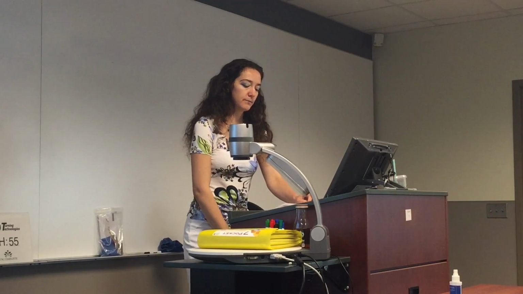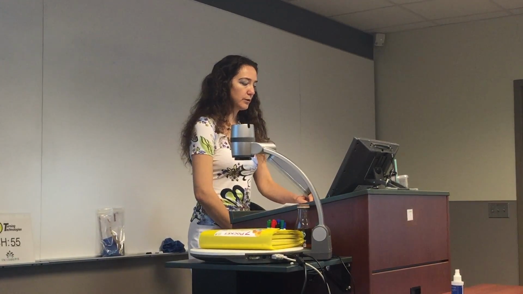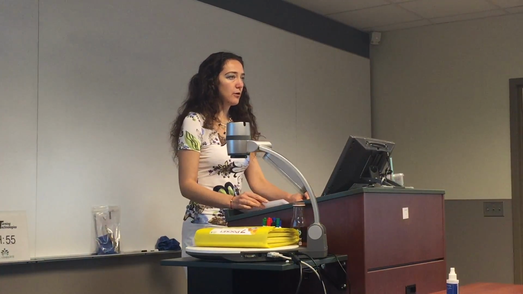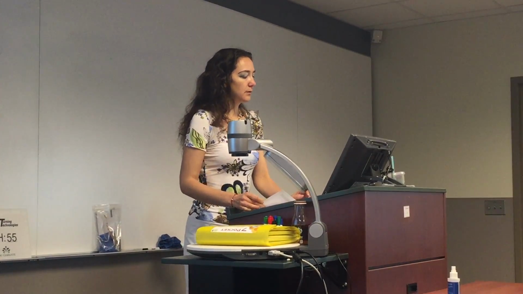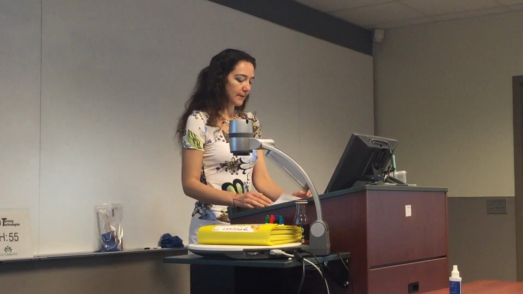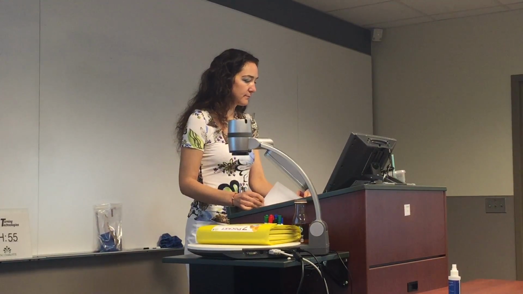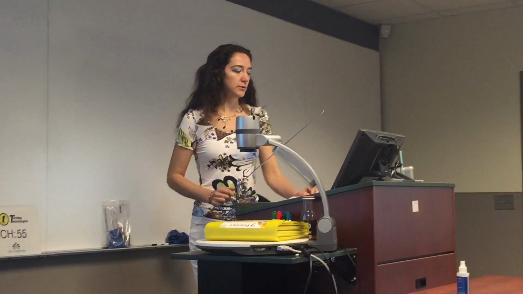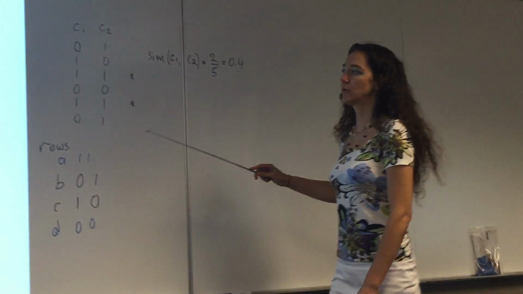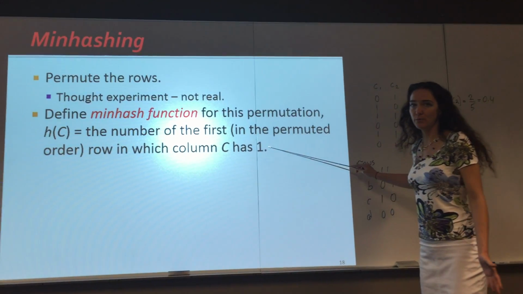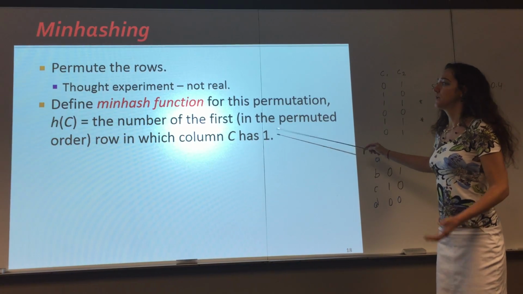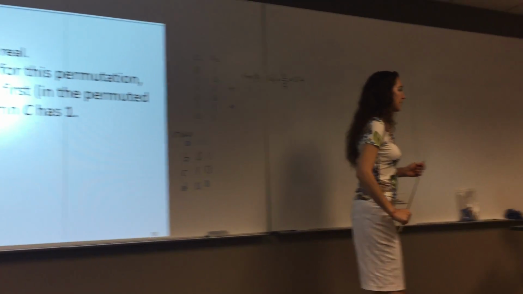So with min hashing, what we're going to do is create a permutation of the rows. This is just a random permutation, and then we will define the min hash function for this permutation, which is that we will look for the row that happens to have a number 1. So each row will get a number 1, 2, 3, 4, 5. We will look for the first one, then we'll look for the second one, then for the third one, in the order in which they happen in this random permutation.